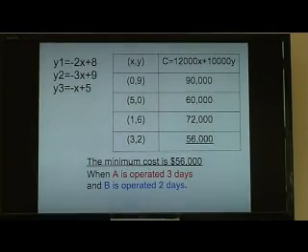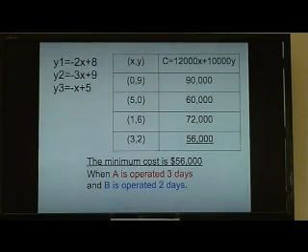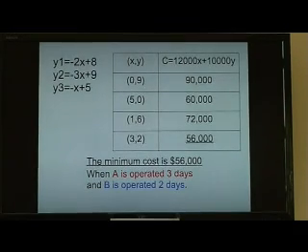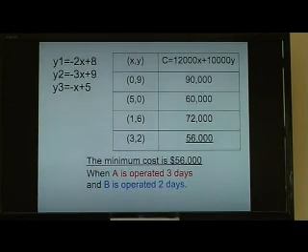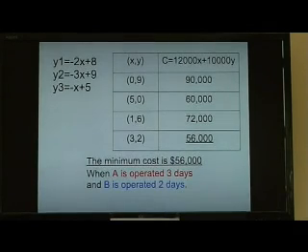Finding the corner points, we have that 0 from x and 9 from y costs 90,000. 5 from x and 0 from y equals 60,000. 1 from x and 6 from y equals 72,000. 3 from x and 2 from y comes to 56,000. The minimum cost is 56,000 when A is operated for 3 days and B is operated for 2 days.